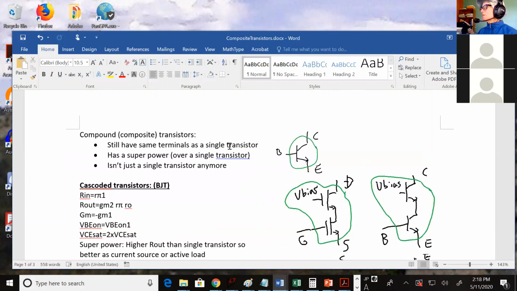It's just like if you go on DigiKey and look at one BJT, it has three terminals. You say, wait a minute, no, I want one with a bigger gain. You can pull out that transistor and put in a higher gain transistor or higher GM transistor, whatever it might be. So these compound or composite transistors are made so you can just pull out a regular transistor and throw one of these in.